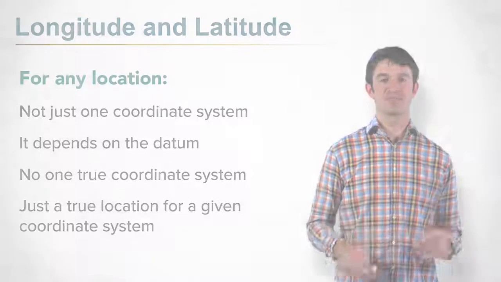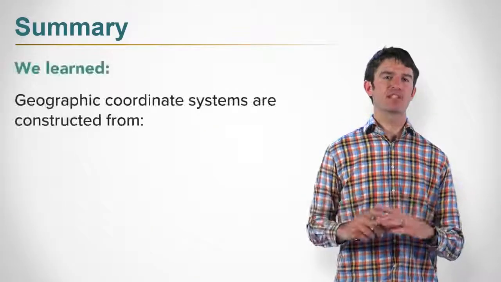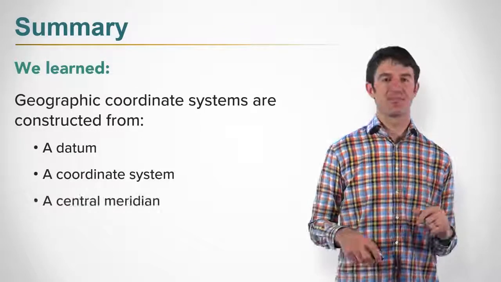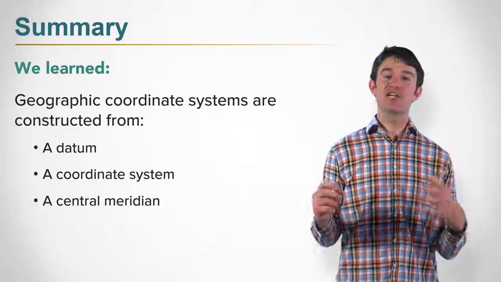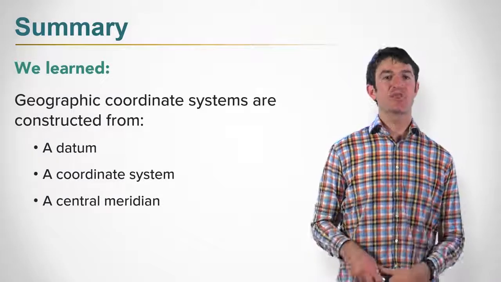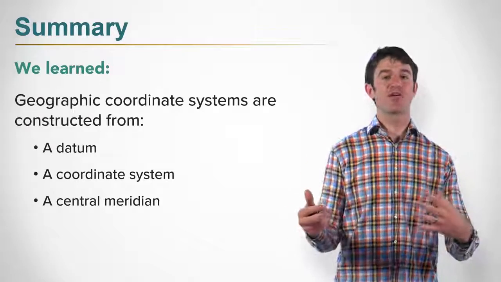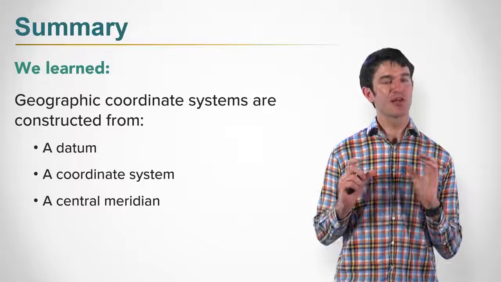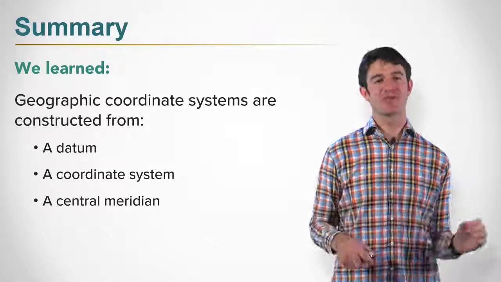So, to recap, in this lecture, we learned how geographic coordinate systems are constructed from a datum, a coordinate system, and a central meridian. Next lecture, we'll use these geographic coordinate systems to understand how we flatten maps using projections. Projections are built on top of geographic coordinate systems, so this knowledge will form the foundation for what you learn next, and I think this is where it really starts to get interesting and practical, so stay tuned with us.